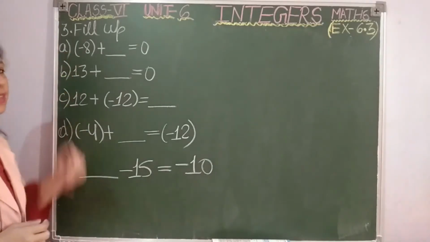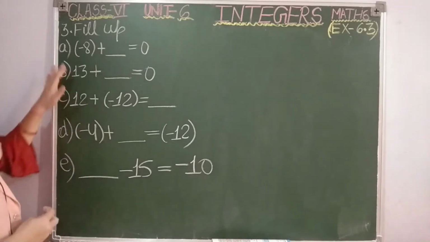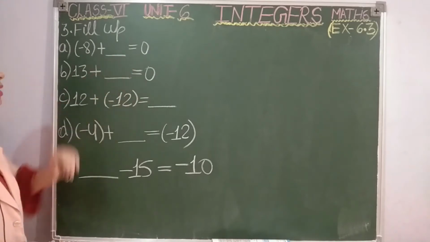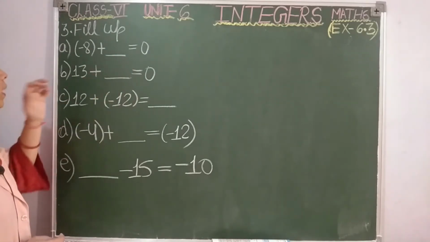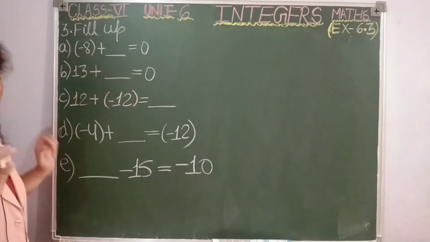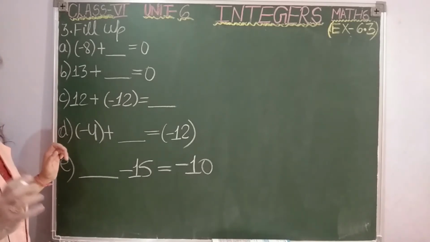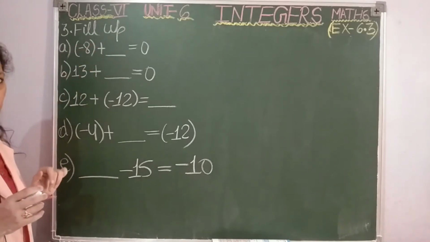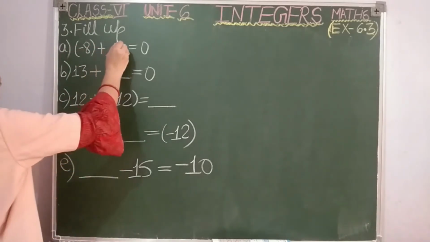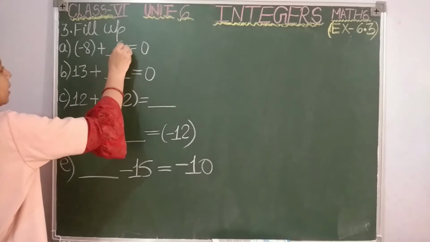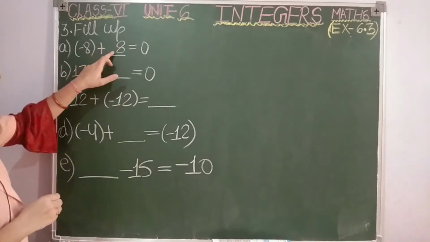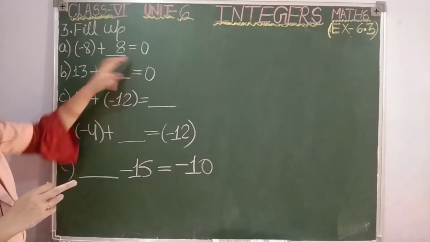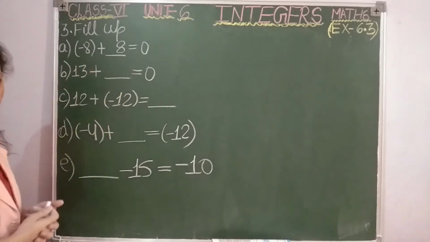Question number 3, students. Again fill in the blanks. First point, minus 8 plus something, the result will be 0. So students, you know that minus plus minus means here you are going to subtract only. But which number should I subtract from 8 to get 0? 8 only. If I write like this, then see, minus 8 plus 8, minus plus minus, 8 minus 8 is 0. So 8 is our answer.